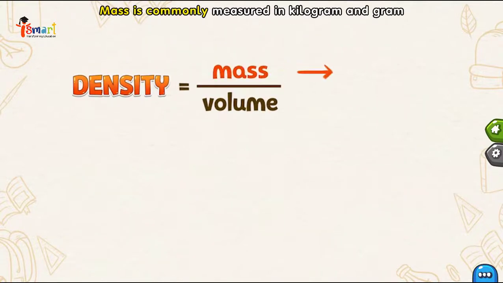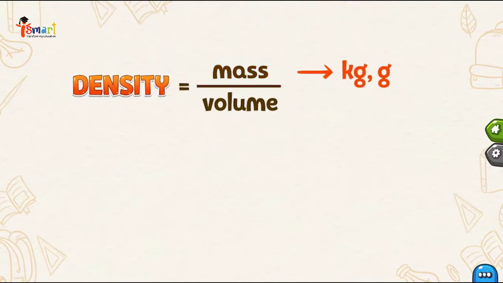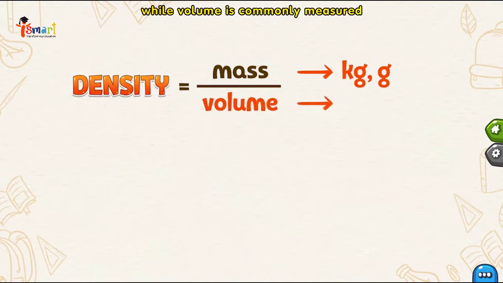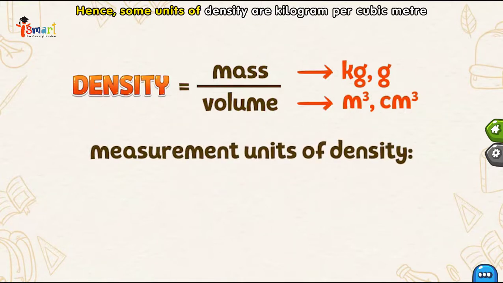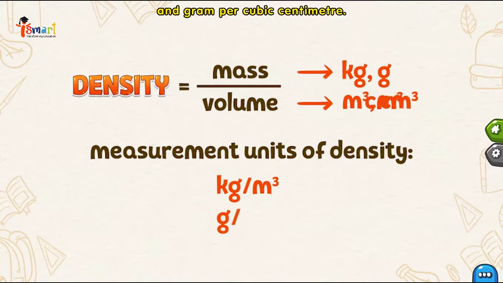Mass is commonly measured in kilograms and grams, while volume is commonly measured in cubic meters and cubic centimeters. Hence, some units of density are kilograms per cubic meter and grams per cubic centimeter.